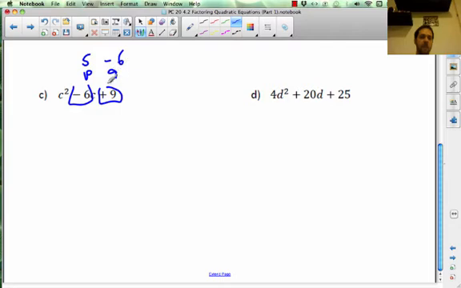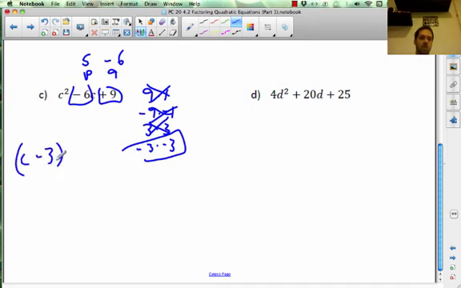So we start by finding all the factors of the product. That can be 9 times 1, or negative 9 times negative 1, 3 times 3, or negative 3 times negative 3. Choose the two that add up to minus 6. That's 10, that's minus 10, that's positive 6. Here are your two factors, so c minus 3 times c minus 3.